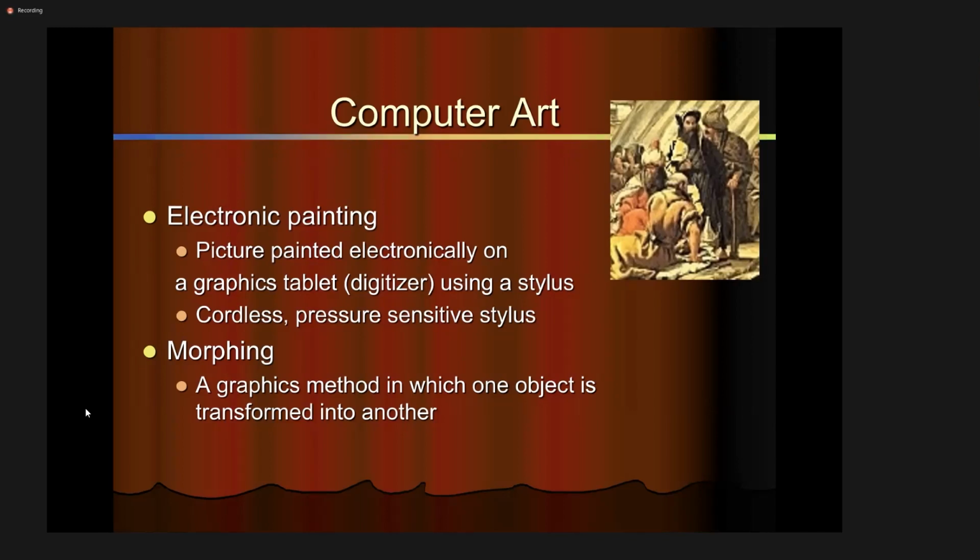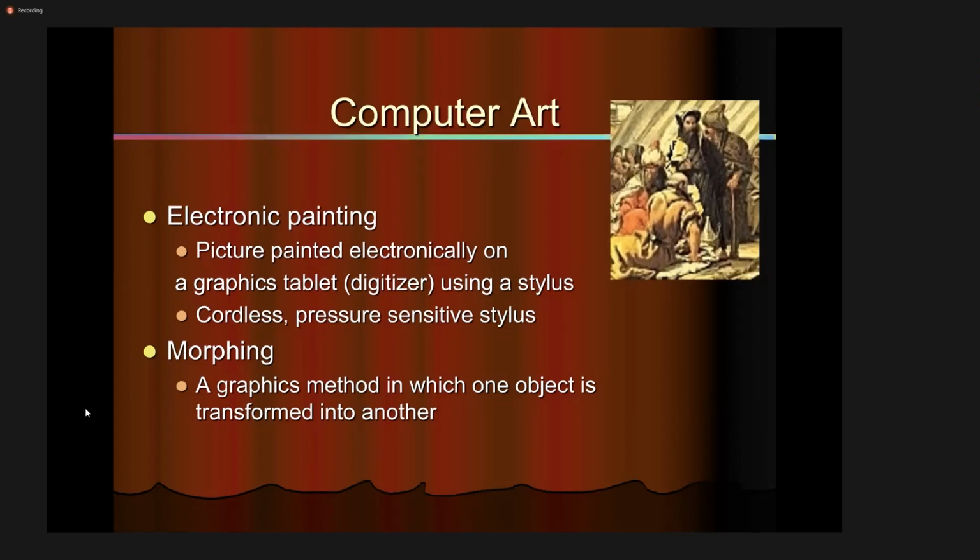In electronic painting, the picture is painted electronically on a graphic tablet, like a digitizer, using a stylus, and you can draw it. There are different painting brushes also available nowadays. Cordless pressure-sensitive styluses are there, and you can draw things.